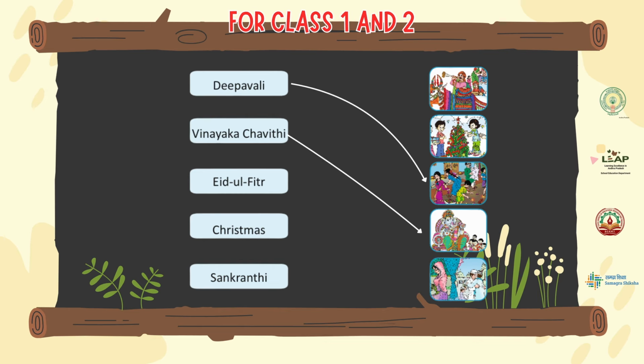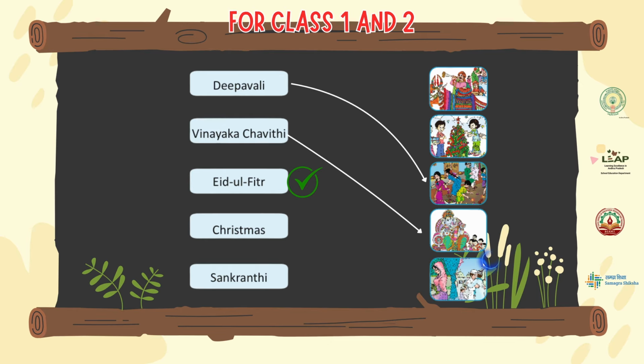Now the third one is Eid ul Fitr. Wow, look at this picture, my dear students. What do you see? A shining moon, people saying Eid Mubarak and yummy sweets. Where do you see that picture? Yes, it is the fifth one from the top. Count that. 1, 2, 3, 4, 5. Yes, this is the fifth one.